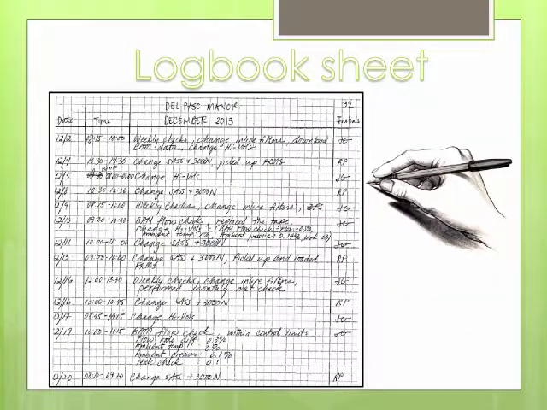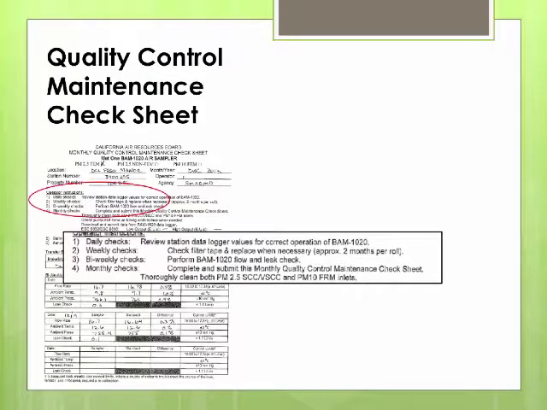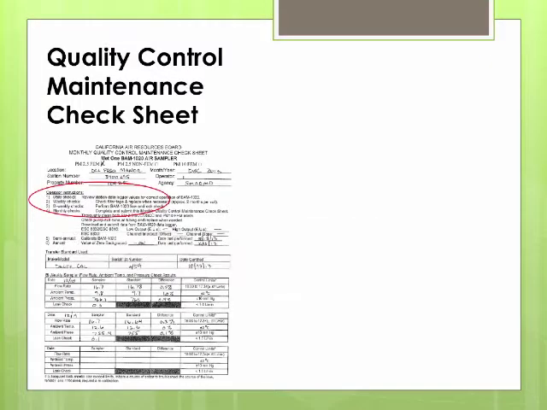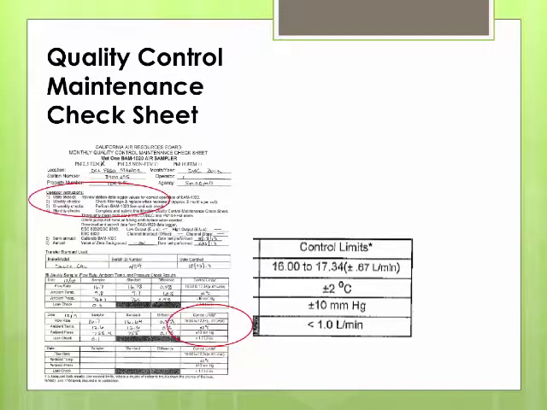The next thing you have is the logbook sheet. And then you have the quality control maintenance sheets. What we really want you to focus on here is the control limits. Okay, did they do the weekly checks or maintenance checks? And then here it is, and the control limits that are located on the right.